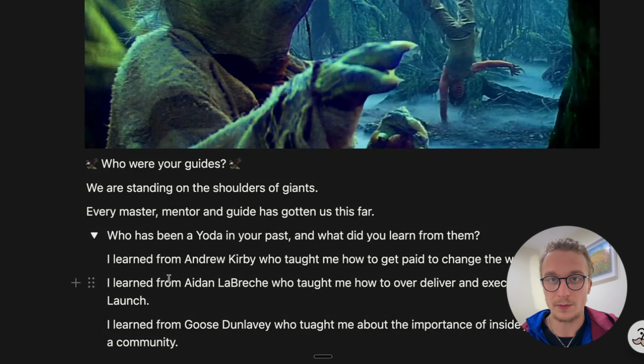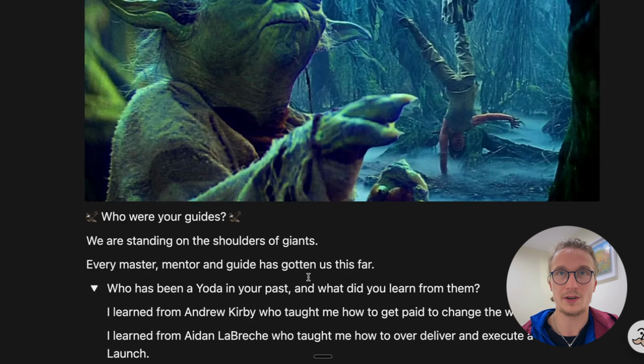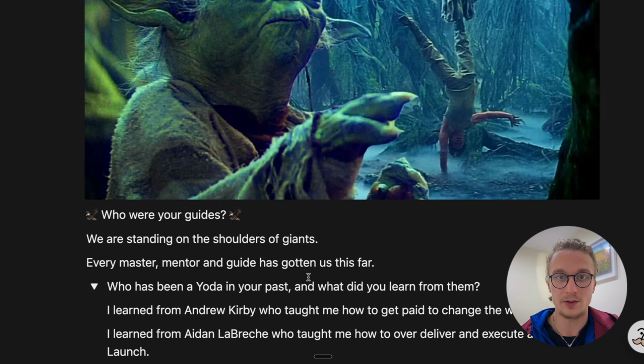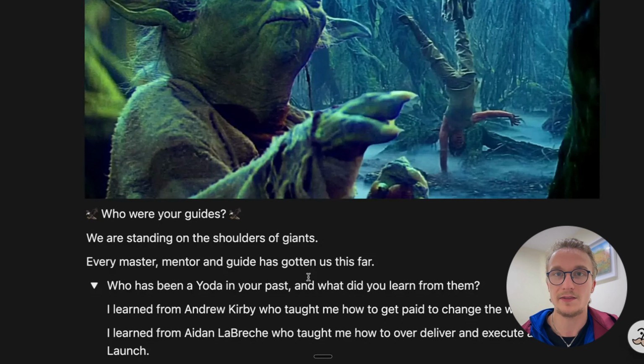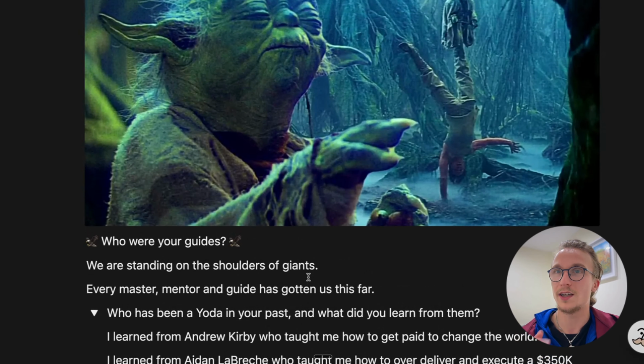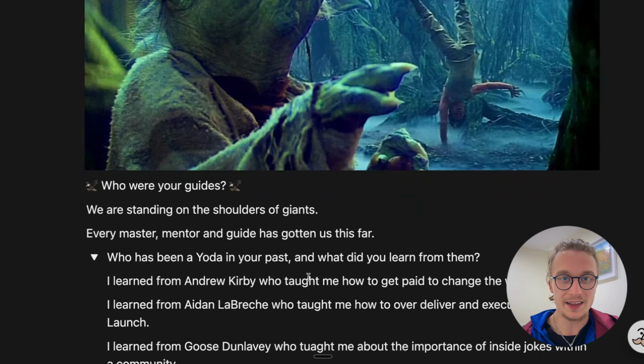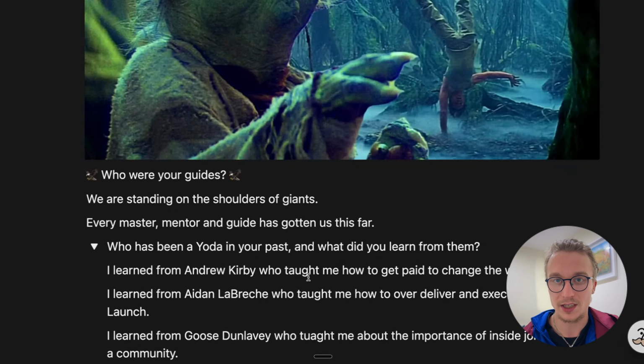And I learned from Aiden Labrache how to over deliver and execute a 350K launch. This is something that I was not aware was even really possible before because it just seemed so outrageous. But after actually having done something like that, it's like, oh, it's just these different steps. And then ultimately I learned from Gus Danlere, who taught me about the importance of inside jokes within the community.